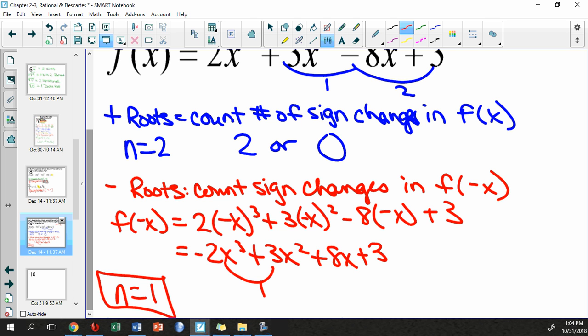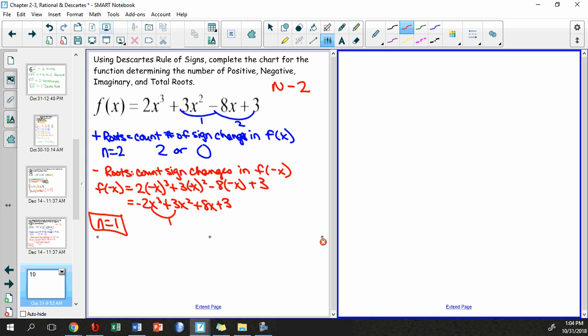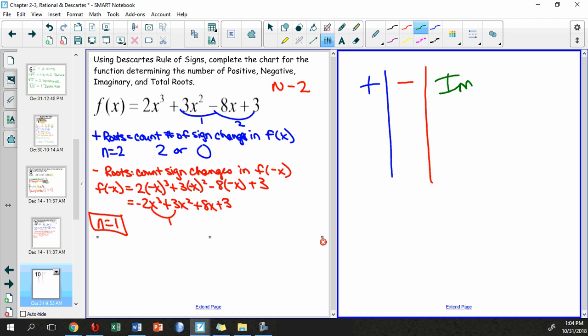What this means is, if I were to go ahead and make a chart, I have positive, I have negative, I have imaginary, and I have our total number of roots.